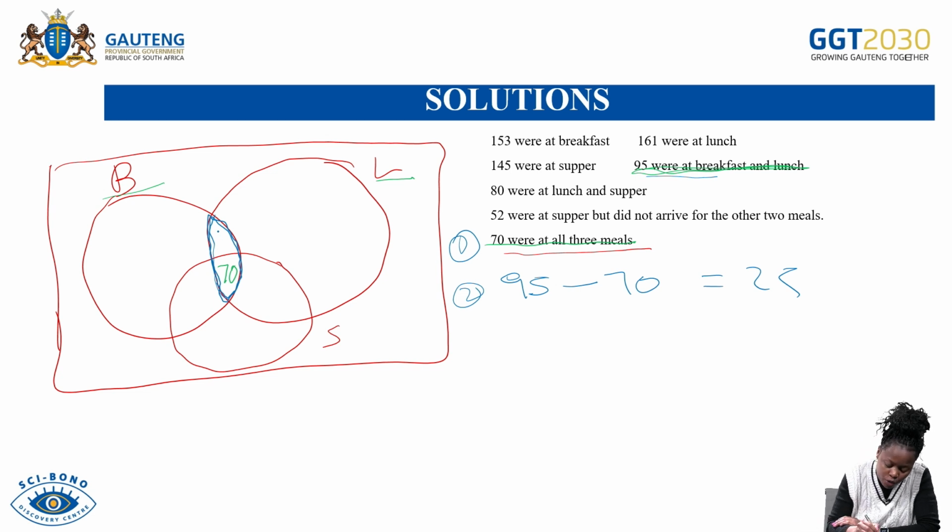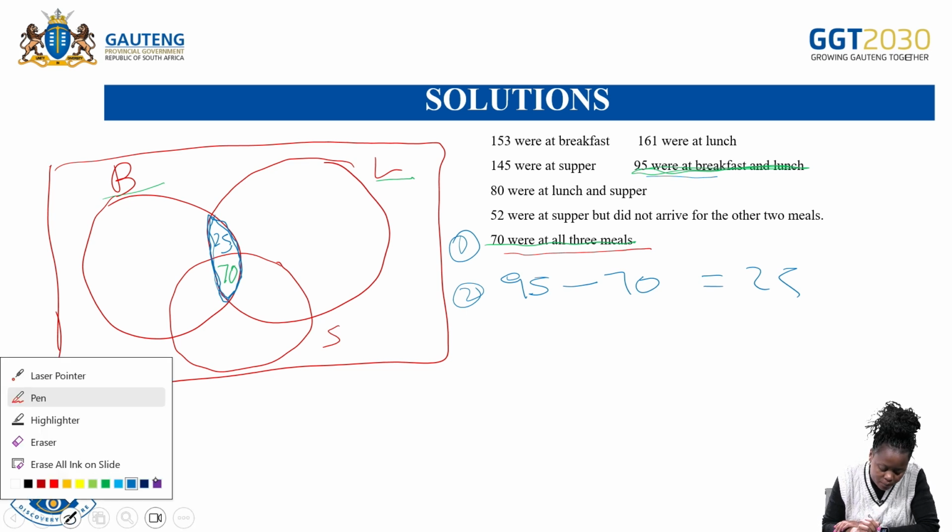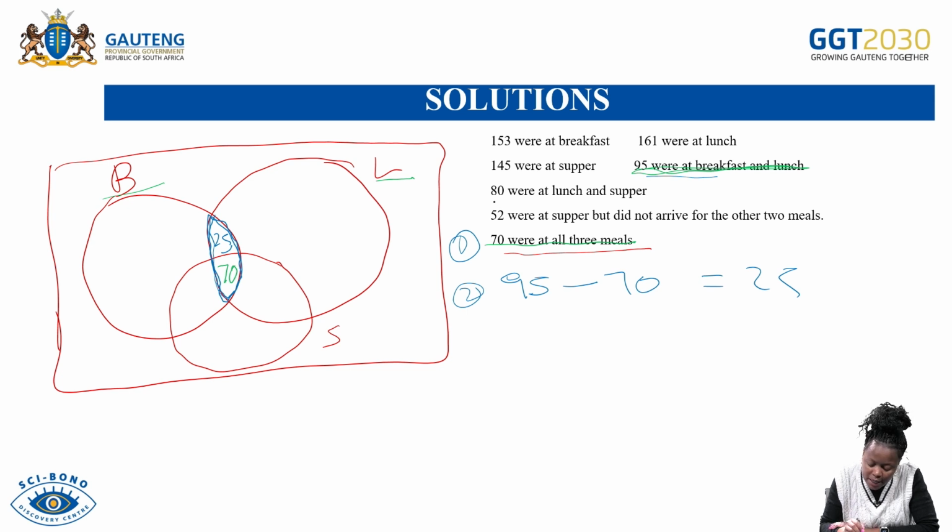Okay, so that's going to be your 25. And then we are done with that intersection. Then we move to another intersection. It says 80 were at lunch and supper. So lunch and supper, it's this one here, ne? So it means when I add everything here, it needs to give me 80. So 70 plus 10, I get 80. So this one, I'm done with it, ne?